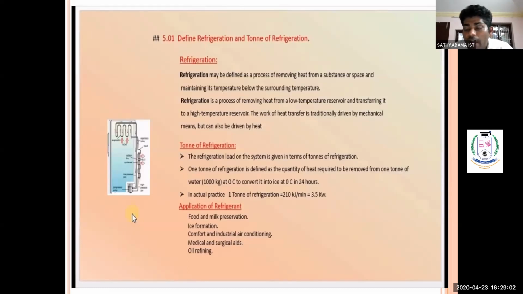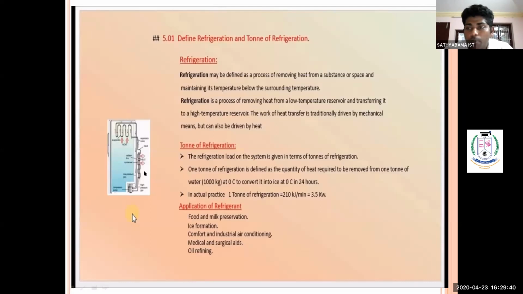If one object has a temperature of 30 degrees Celsius and the atmospheric temperature is 33, and I want to cool that object, definitely I have to reject the heat from that particular object. That is the process called refrigeration. Okay, the work of heat transfer is traditionally driven by mechanical means. Looking at this diagram, is it an electrical device? No, it is not. It is full and full of mechanical devices. Only this is a compressor, and for driving this compressor we use an electric motor. That is the only electrical thing we are using here. Remaining all things are mechanical devices.